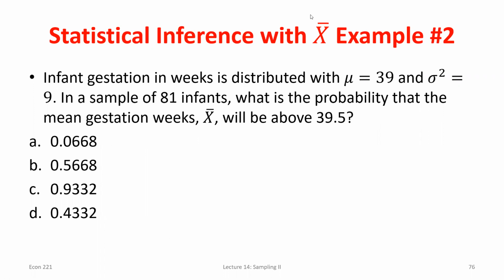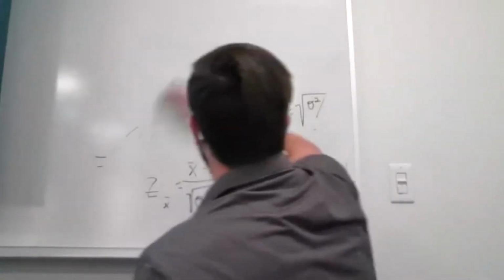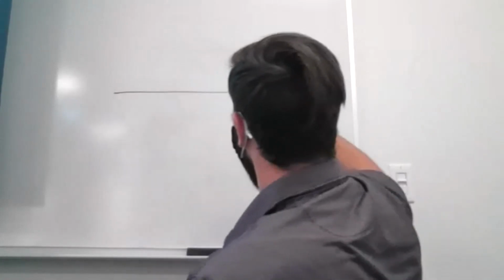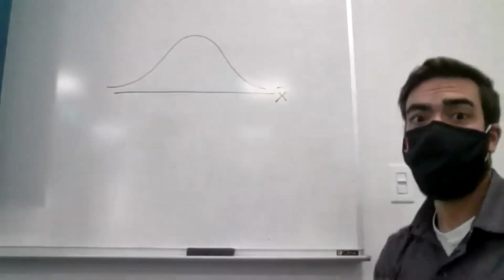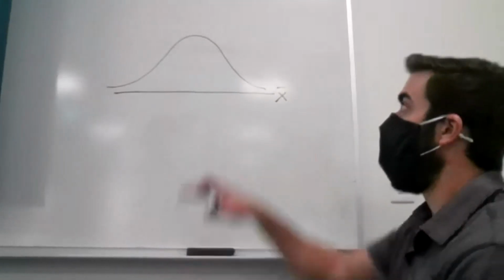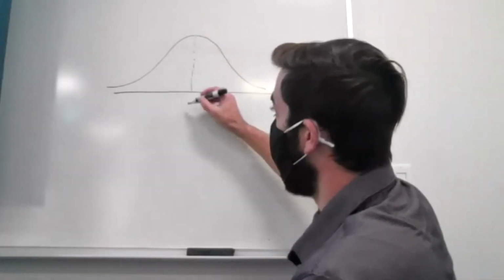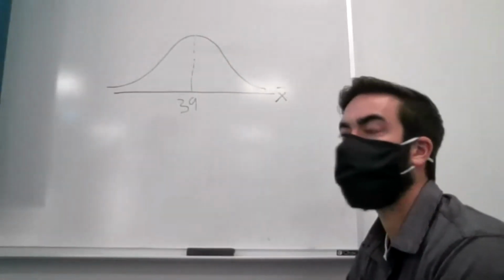Okay. So right away, I'm drawing this out. I know that I'm looking at this distribution of my sample means. I took a sample of 81 births, so that's definitely over 30. Central limit theorem's met. I know those sample means will be normally distributed, and the mean of those sample means will be whatever the original population mean was, which I was told was 39.